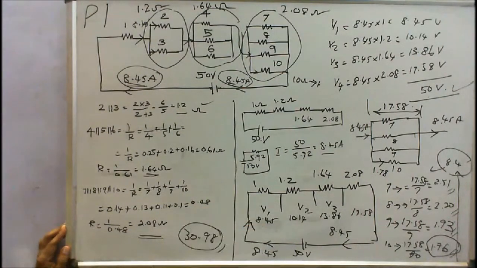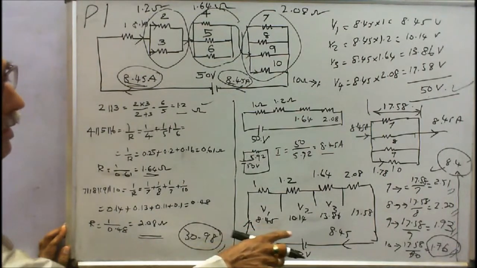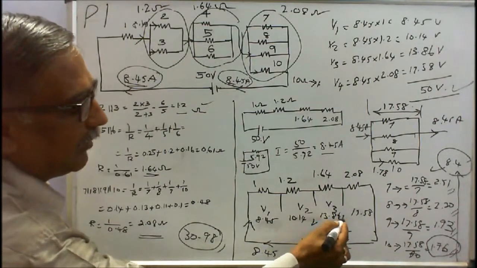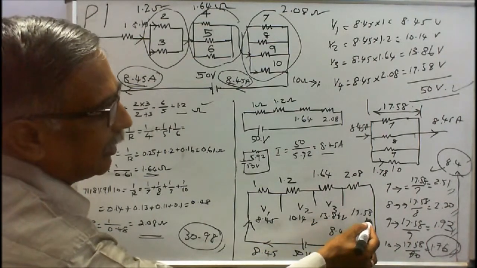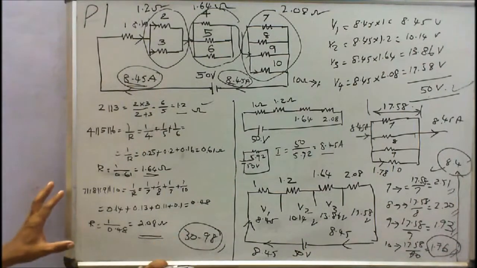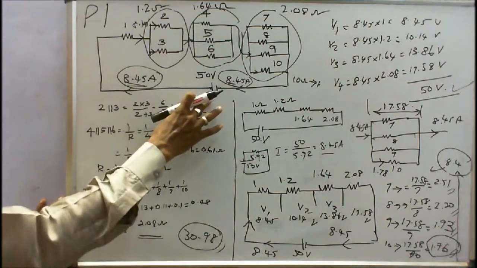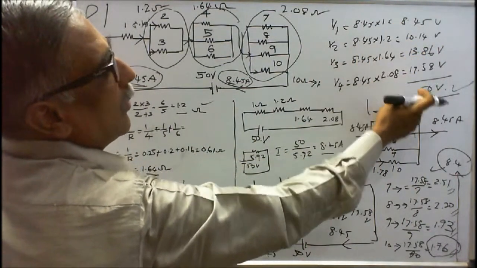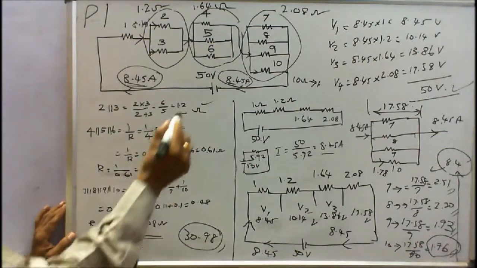Therefore, I into R, with I as 8.45. This voltage is 10.14 volts. This is 13.86 volts. This is 17.58 volts. So total voltage must be equal to the supply voltage. Here 8.45, 10.14, 13.86, 17.58, I will get 50. The problem is correct.